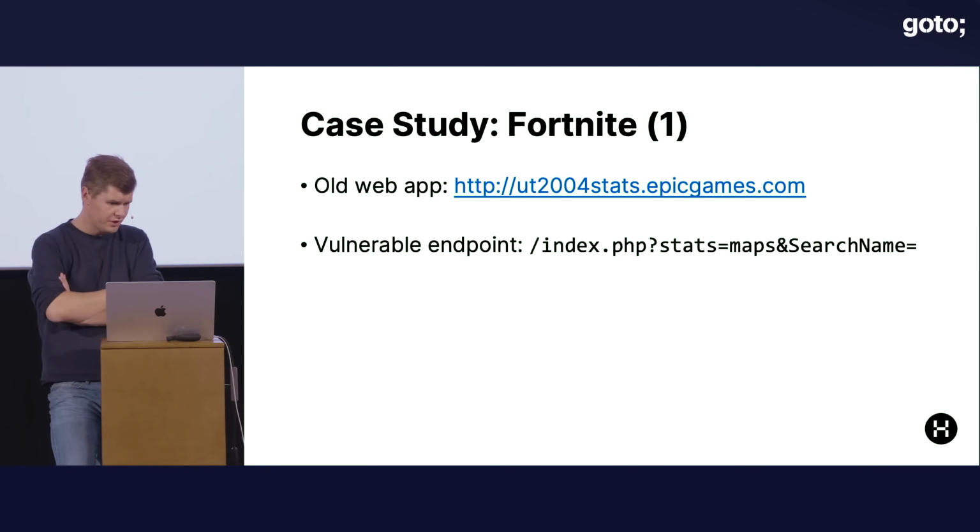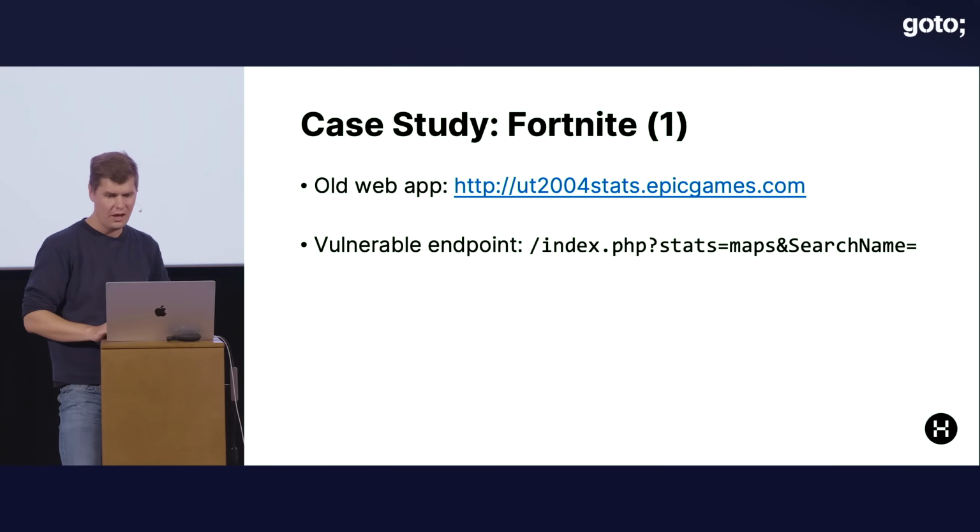And they found this particular endpoint that turned out to be vulnerable. So index.php, stats equals to maps. And then there was this search query field, a search name, that worked the same way as we just saw on the OWASP juice shop there. So any query you would type in here would directly be represented or shown in the UI of the user.